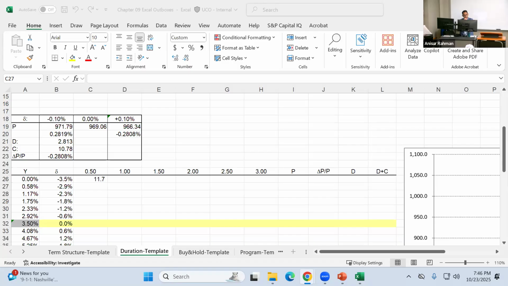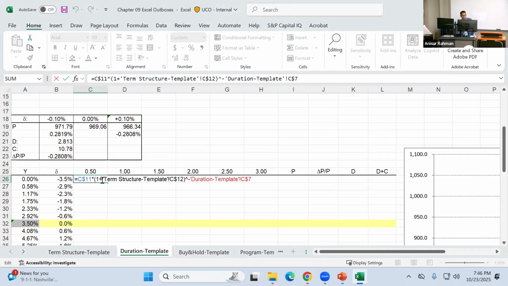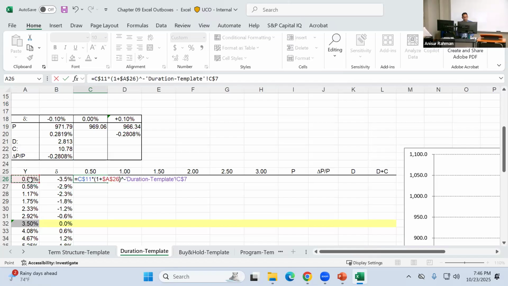I actually made a mistake here. These are the new rates, right? We need to use the new rates, not the term structure. I think I mentioned that, but I forgot to use them. So this formula, we are going to use this and lock only the column.